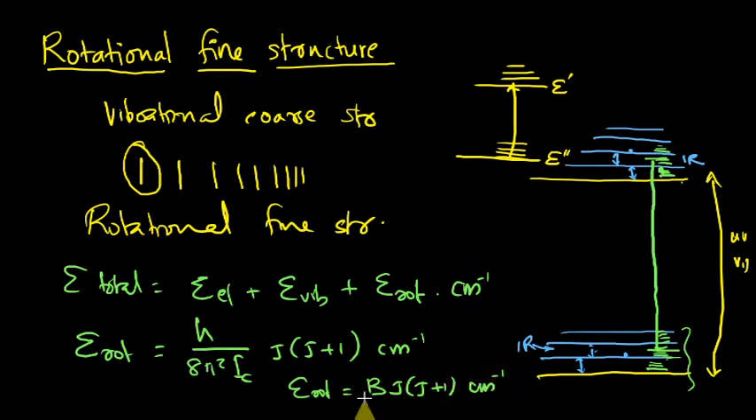Here B is called the rotational constant and it is in centimeter inverse. And here J is a rotational quantum number. You already know this because we have already learned rotational spectroscopy. J is the rotational quantum number and it can have the values like 0, 1, 2, 3, etc. And all other things you already know. In this expression, I is the moment of inertia, c is the velocity of light, and h is the Planck's constant. You already know all these parameters. So we have the expression for the rotational energy in centimeter inverse.